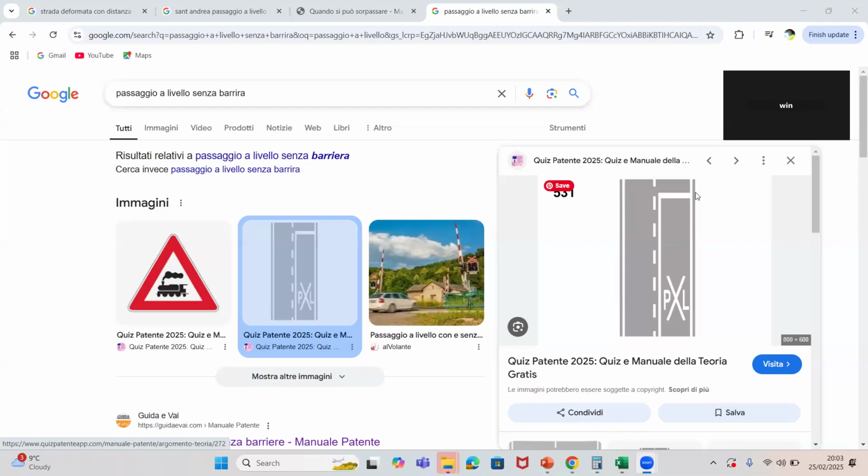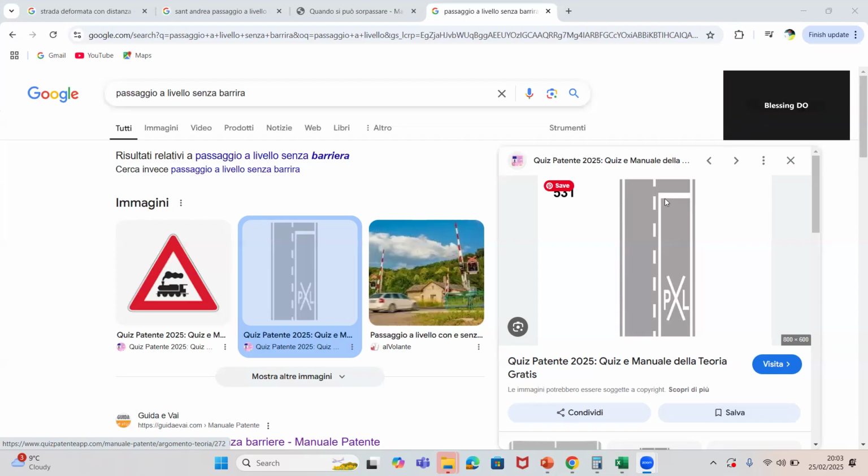No, no, no, catenary, no. No, no, no. Who say no? Wait, it's right. It's correct. He's correct. Striscia di attraversamento. Striscia trasversale di arresto. Striscia trasversale continua. That's the name of this box.